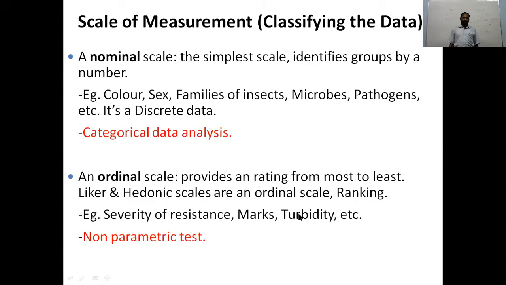Can you remember what the parameters are? I discussed the parameters with you. Can you remember? What are the population parameters? Mean. Population mean and population variance. So population mean is mu, population variance is sigma square. So these are the parameters. So if you do testing using these parameters, it is called a parametric test.